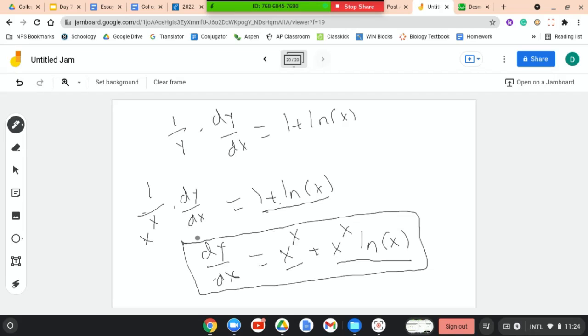So what does that tell us about the derivative? That is the derivative. Exactly. Cool. So the natural logarithm comes up a lot.